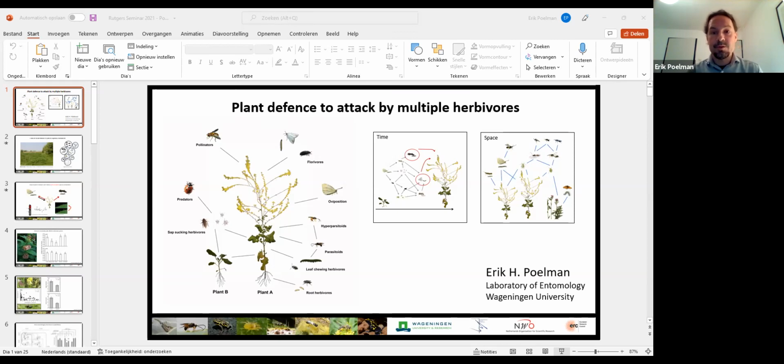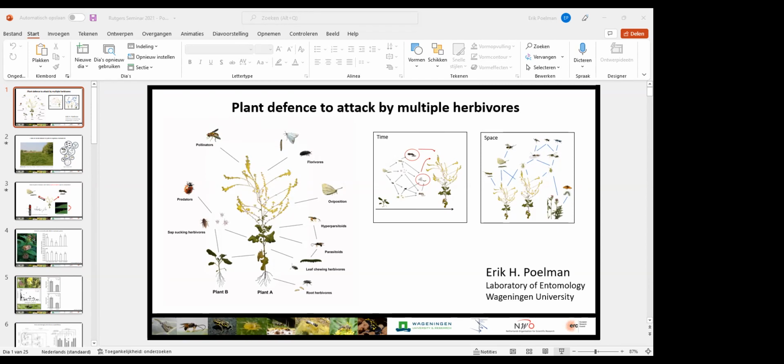Well, if we are to study plant defenses, then we know that plants defend themselves constitutively. So they have a certain level of secondary chemicals that make them resistant against insects, or they may have physical characteristics like trichomes that make them resistant.